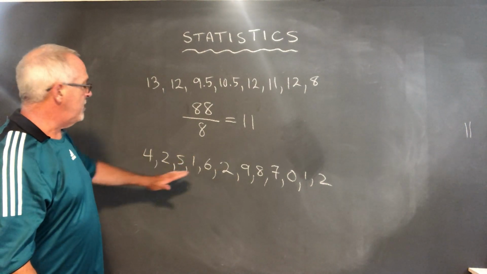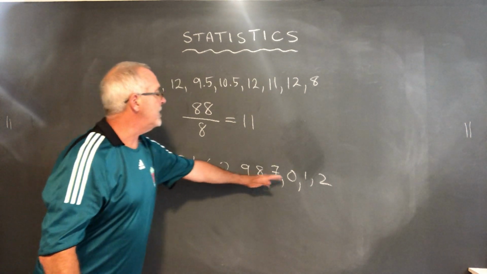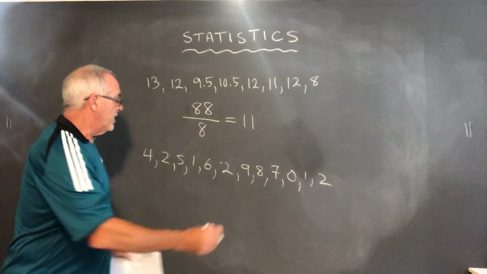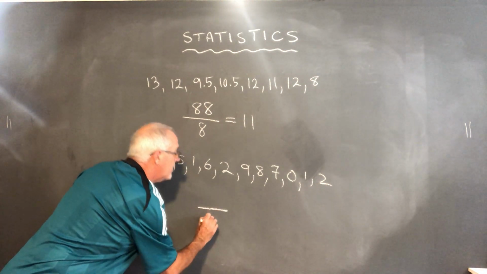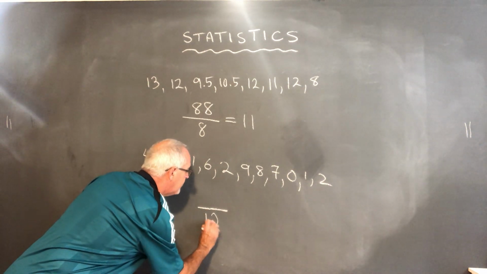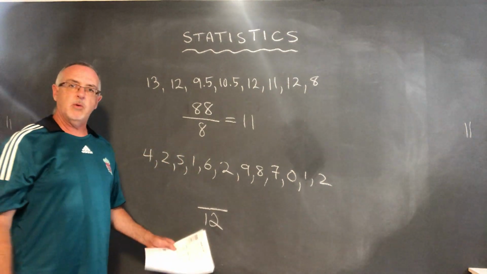We had 12 altogether. I want to double check. 1, 2, 3, 4, 5, 6, 7, 8, 9. Yes, I have 12 numbers. So we are going to find the mean. We are going to find the total of all those numbers, and we're going to divide by how many numbers we had. And how many numbers we had, that's the fast part. There were 12 of them, 12 swimming pools.